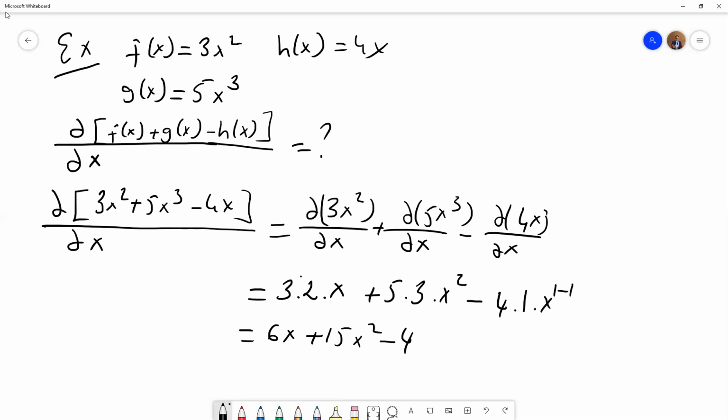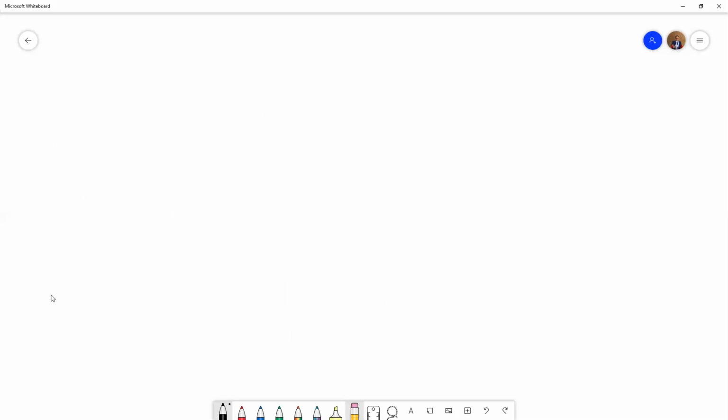Now we continue with the subjects. Our subject is finding horizontal tangents. Let's say as an example, also, finding horizontal tangents.